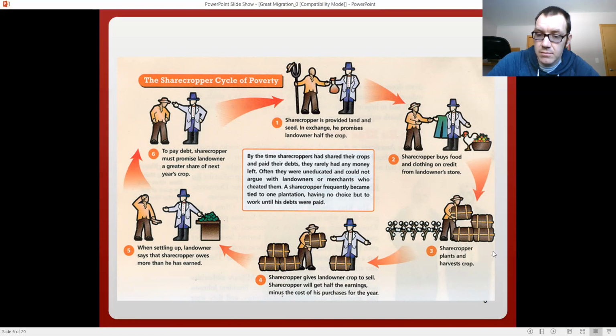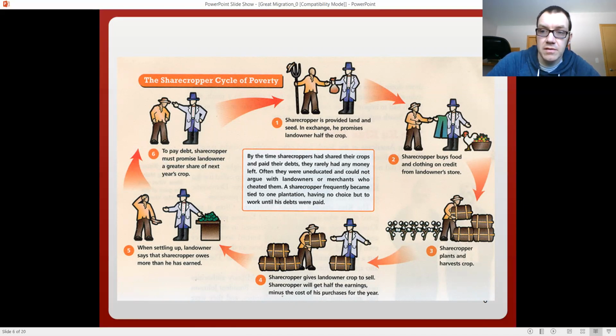You plant the seeds, you harvest the cotton, and you give the landowner the cotton crop to sell. Now you get half the earnings minus your costs, whatever your costs were. And what happens a lot of times is that because the landowner can control the price of the cotton, and because he controls the price of the goods you're buying, by the time you're done, you give him all your cotton and it's not enough money. You owe him money. So you worked hard all year, but you're in debt and you owe the landowner money, which means the next year, instead of starting off with maybe giving him half the crop, maybe you have to give him 5/8 of the crop or 60, 70%.